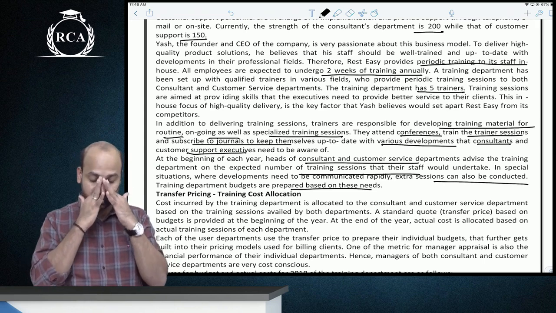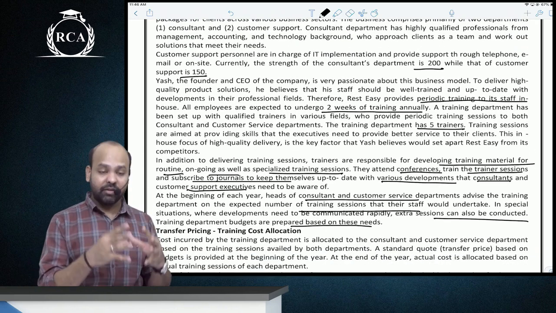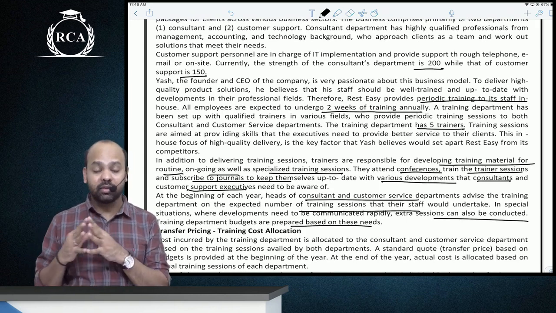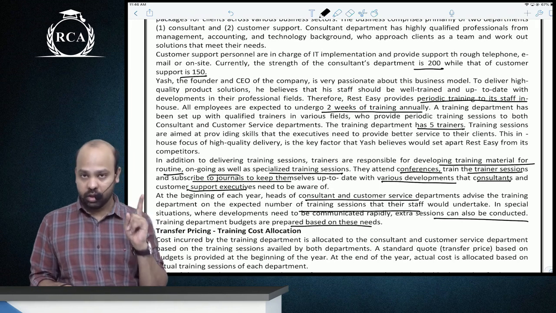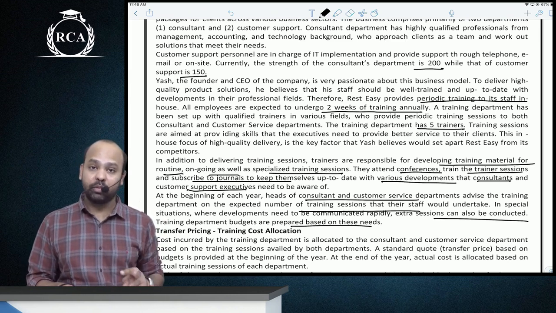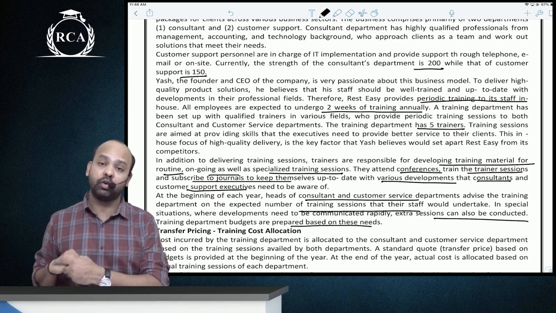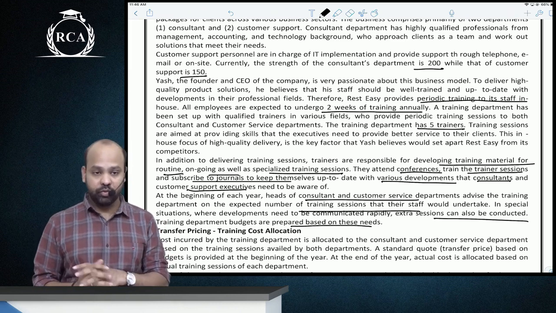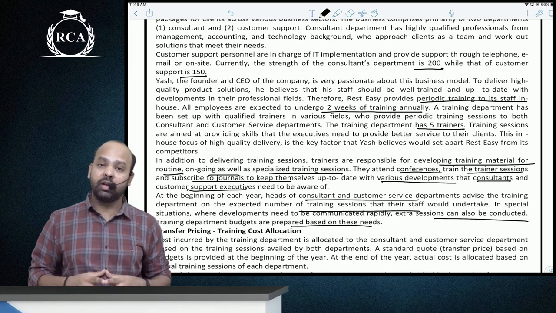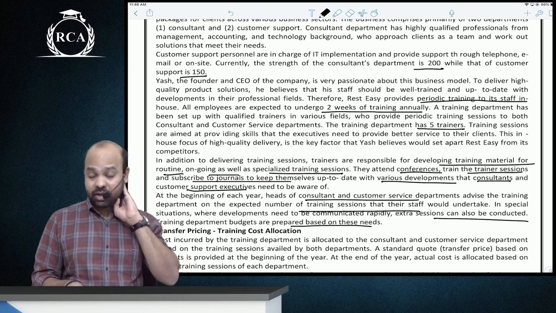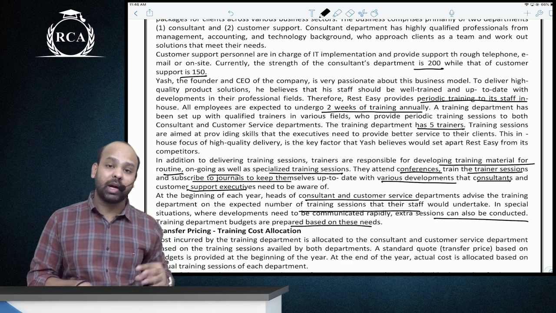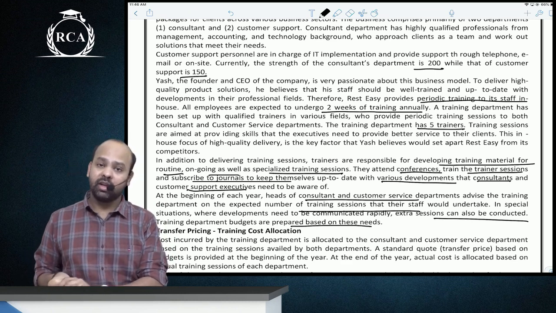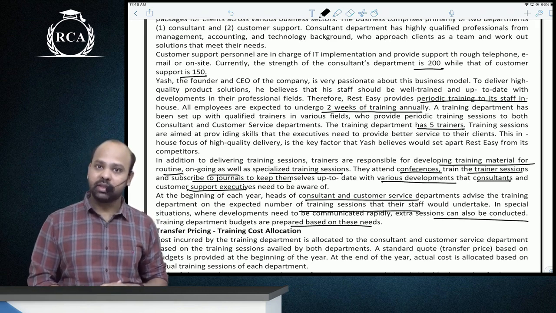So far, what we have understood is we have a training department that has 5 trainers. It is their responsibility to train all of them. Consulting department has 200 employees, customer support has 150 employees. Every employee is expected to undergo a training of 2 weeks every year. At the beginning of every year, the heads of customer support and the heads of consulting department will tell the training department the budgeted number of sessions that they would be needing. However, there can also be last minute changes.